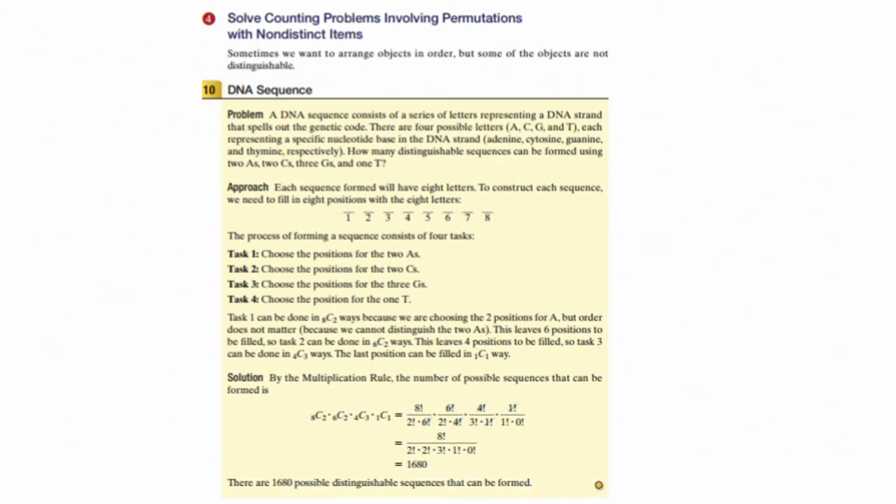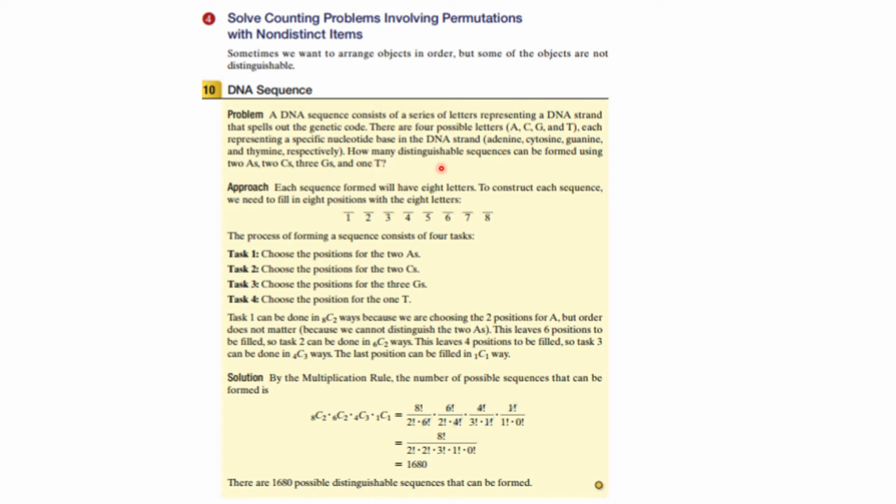Now, sometimes the elements are non-distinct. We're going to talk about permutations, but now these are non-distinct elements. That means you can't tell the difference from one to the other. Some of the objects are not distinguishable. A good example of this is a DNA sequence. A DNA sequence consists of a series of letters representing a DNA strand that spell out a genetic code. There are 4 possible letters, A, C, G, and T, each representing a specific base in the DNA strand. And here are the names of those bases, which is a biology thing that you have studied.